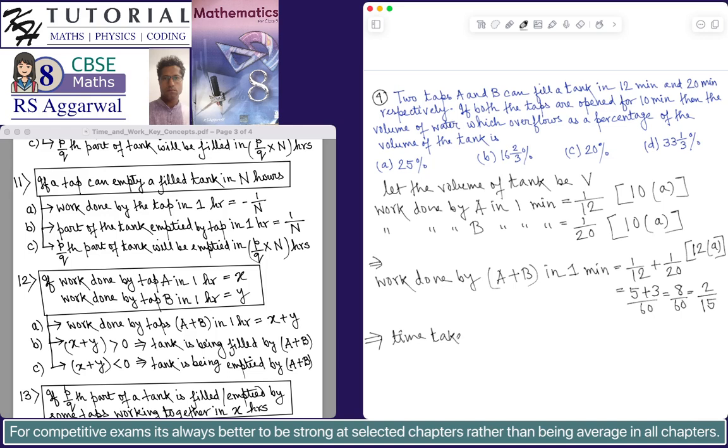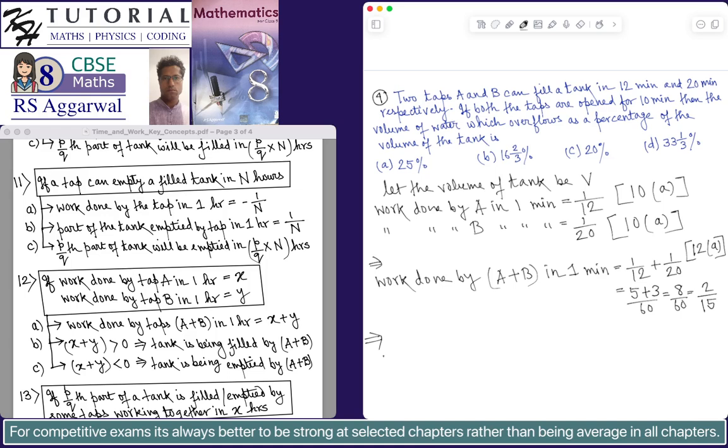Then we can say the time taken by A plus B, that is when both the taps A and B are working together, to fill the tank completely. No, we are not required to find the time taken by A plus B to fill the tank, but we have to find the work done by A plus B in 10 minutes, because it is given that the taps A and B are opened for 10 minutes.